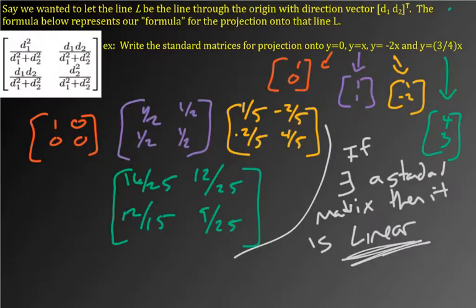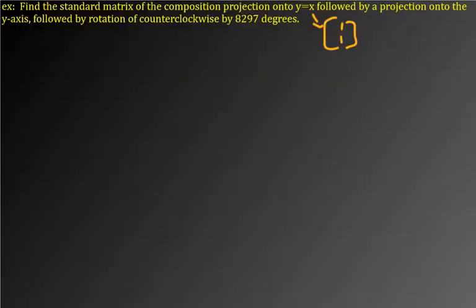So if first a matrix does a projection onto the line y equals x, the line y equals x could be represented as 1, 1. If I go back here, it was purple over here, but this is the first matrix that you need to have. So I'm just going to copy it over from there: 1/2, 1/2, 1/2, 1/2.